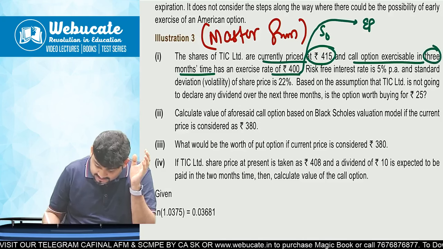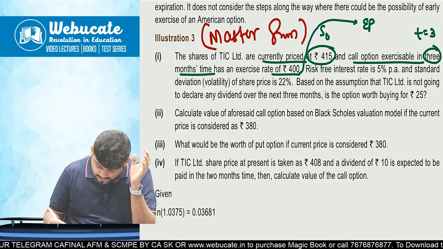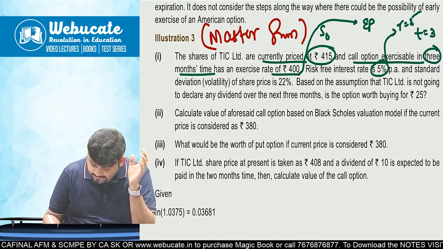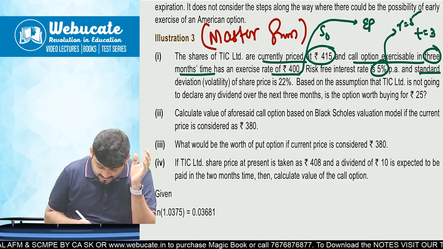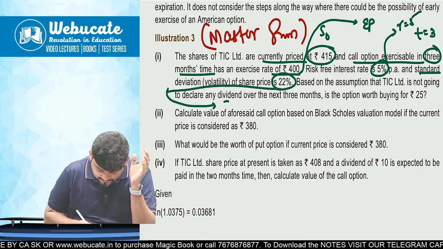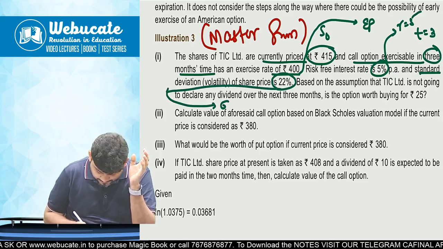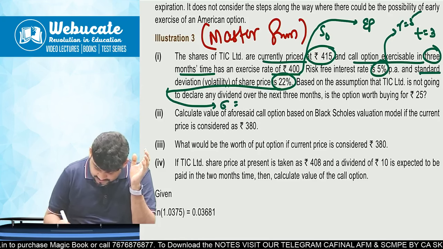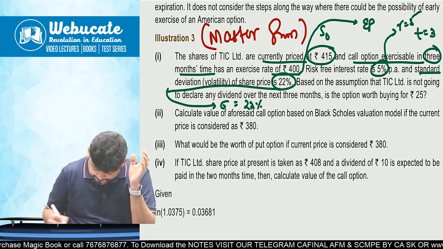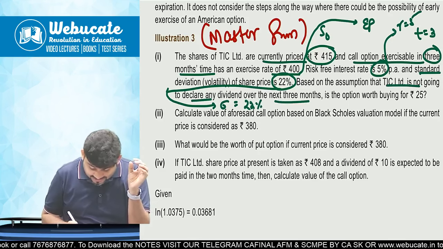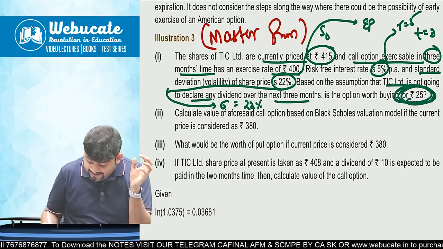In 3 months' time, the risk free interest rate is 5% and the standard deviation, the volatility of the share price, is 22%. Based on the assumption that TIC Limited is not going to declare any dividend over the next 3 months, is the option worth buying for 25?